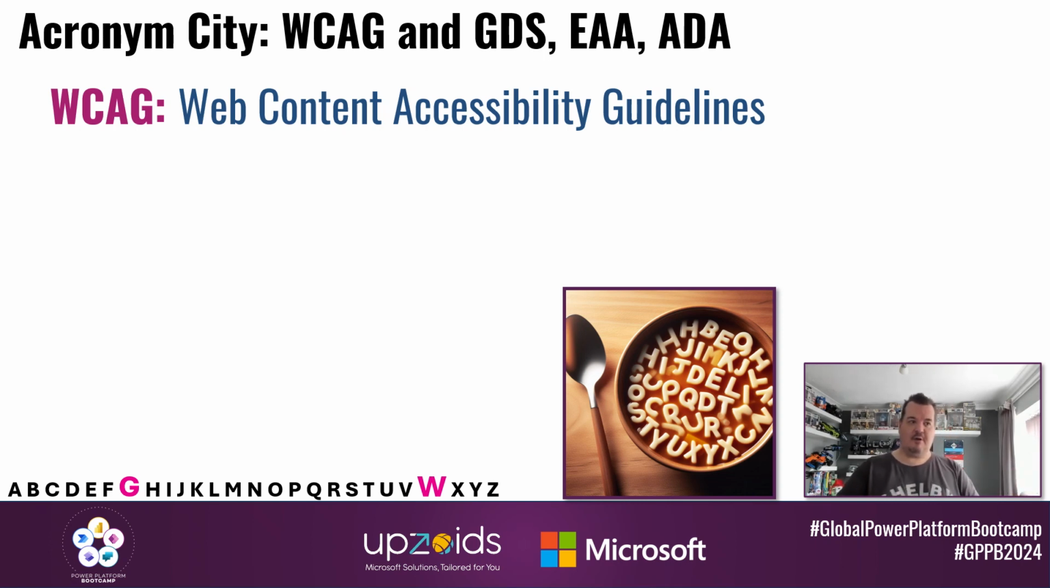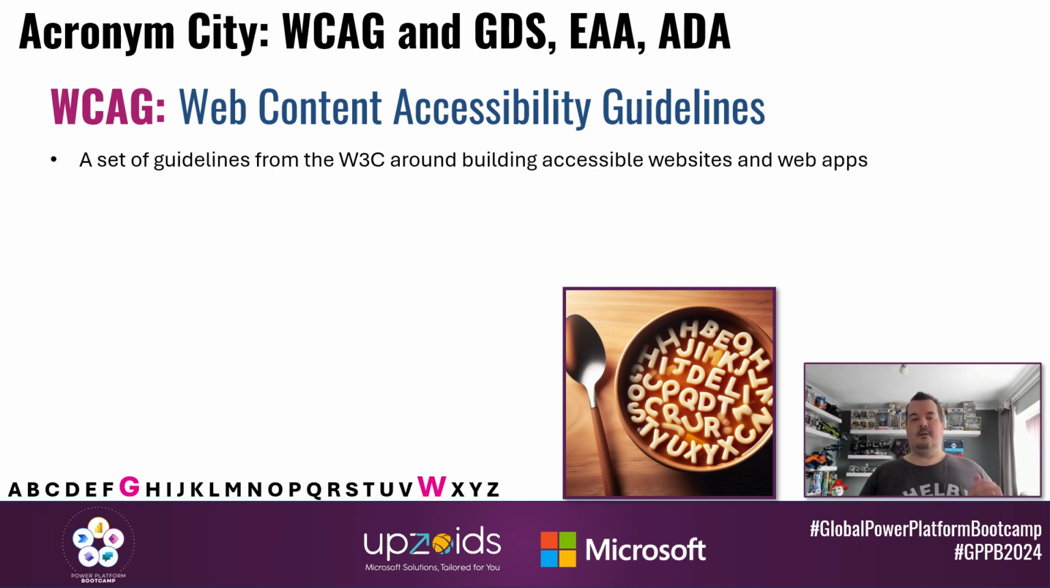So let's move on to some acronyms, because let's have some alphabet soup. Nothing in IT is IT without acronyms. The most important one that kind of lives around the accessibility world is WCAG, Web Content Accessibility Guidelines. These were developed by the World Wide Web Consortium, the W3C, and they were designed to help build accessible websites, web apps, and that was really the focus.